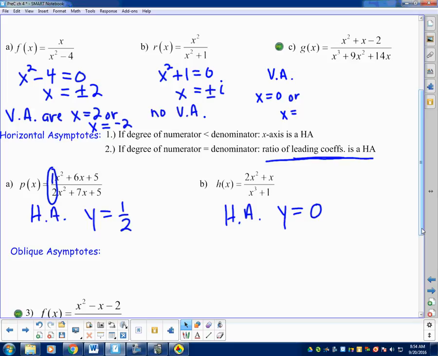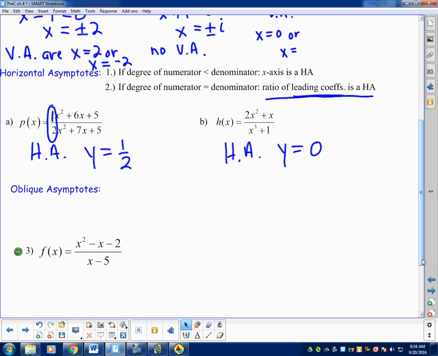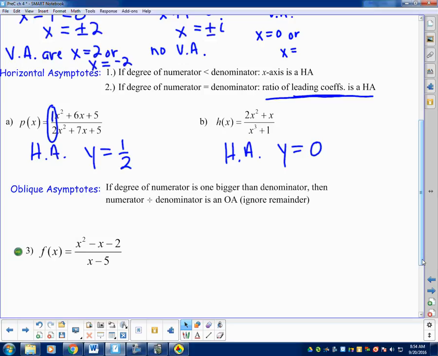Last type of asymptotes, you probably didn't look at these last year. These are oblique asymptotes. Is this a new term? Oblique asymptote. If the degree of the numerator is 1 bigger than the denominator, then the numerator divided by the denominator is an oblique asymptote. I can show you what I mean by that.